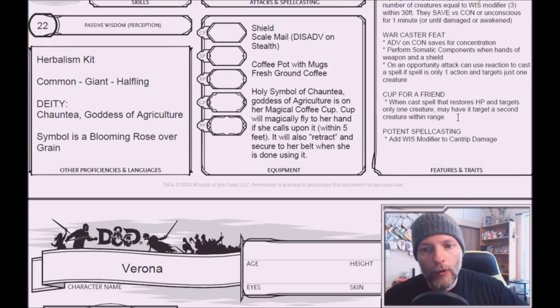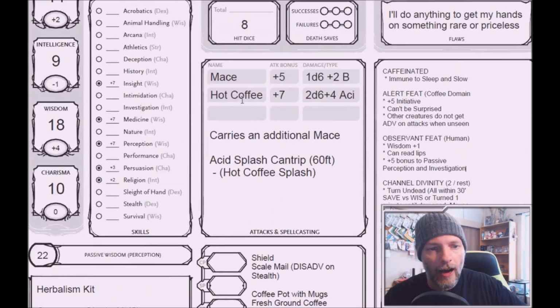And we have Cup for a Friend. And again, this is a spell that restores hit points to a second creature if our spell only targeted 1 to begin with, and that is from the coffee domain. And then finally, potent spellcasting, where we get to add our wisdom modifier to cantrip damage. And again, our hot coffee splash, this is awesome because instead of just getting a 2d6, we get a 2d6 plus 4 because it's adding our wisdom.